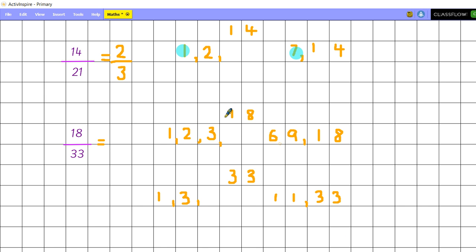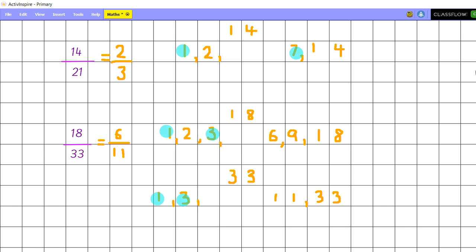So, sorry, there should be a comma there. So I've got 1, 1, 2 there but not here, 3 there and a 3 here, 6, no 6, 9, there's no 9, and 18, there's no 18. So the highest common factor of 18 and 33 is 3. So once I've got that, I can then look at this and say, right, 18 divided by my highest common factor. 18 divided by 3 is 6. And then 33 divided by 3 is 11. So 18 33rds simplifies to 6 11ths.